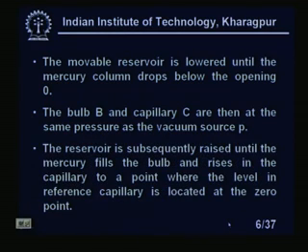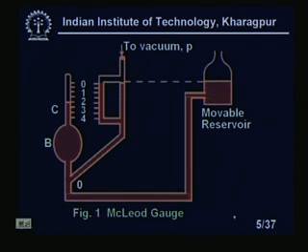The reservoir is subsequently raised until the mercury fills the bulb and rises in the capillary to a point where the level in the reference capillary is located at the 0 point. What is that reference capillary? Let us look at it again. This is our reference capillary. So, until the mercury column in this reference capillary comes to this 0 level, I will move the reservoir up and up, right. Once it comes to this 0 level, I will stop moving the reservoir in the upward direction, right.